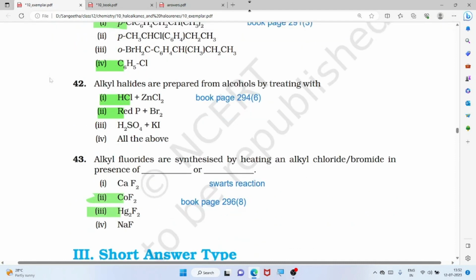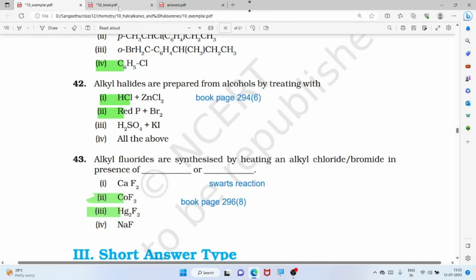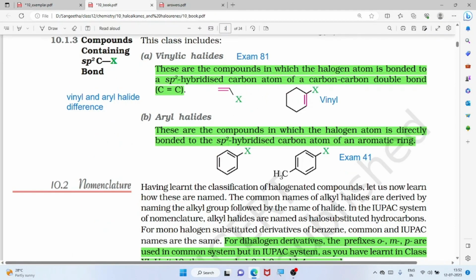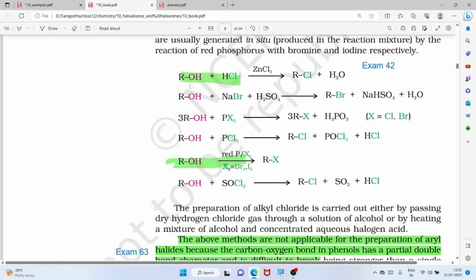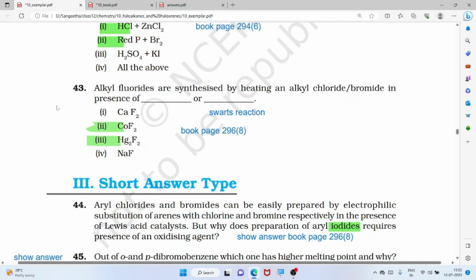Alkyl halides are prepared from alcohol by treating with these two. Here they are given. Alkyl fluorides are synthesized by heating the alkyl chloride or bromide in the presence of this. Swarts reaction.